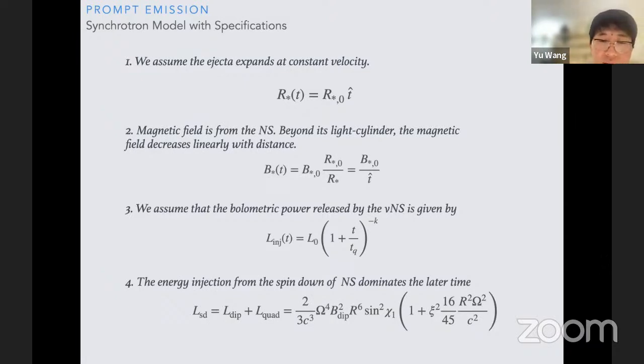And third, we have the energy injection from the fallback accretion onto the new neutron star, as in this formula, L injection. Then we also have the energy injection from the spin down of the new neutron star. This energy injection will dominate the late time evolution, like more than 10^4 seconds. And we consider both dipole and quadrupole components. For a newborn neutron star, it may have a quadrupole component, and a strong one.